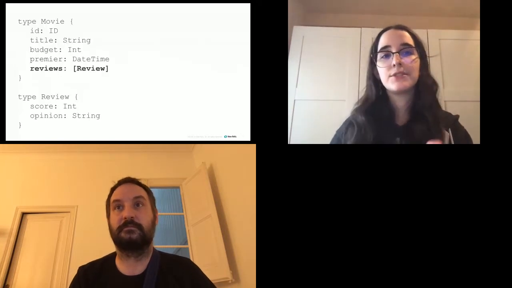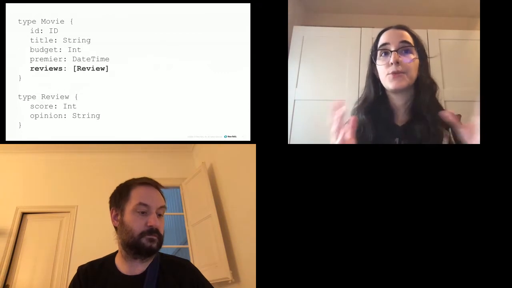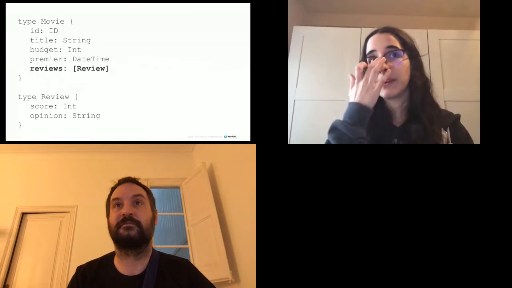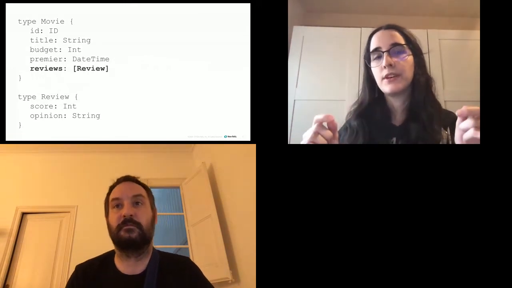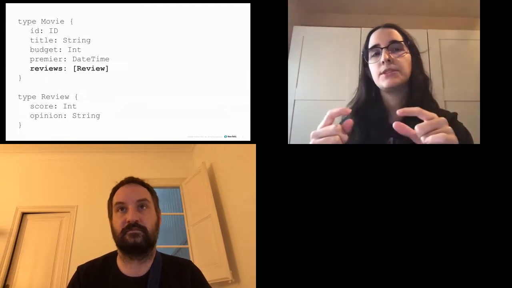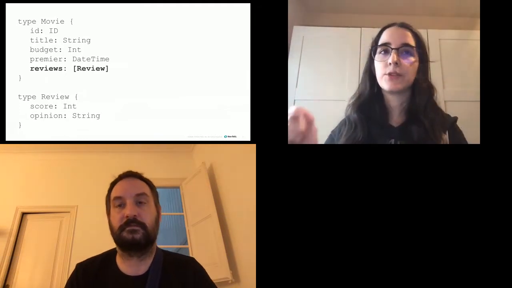Object types can also contain other object types. I note from here that arrays are supported out of the box. So for example, we have now added a new field that is reviews. And this field is actually an array of another object type, which is called review, and it contains a score and an opinion.